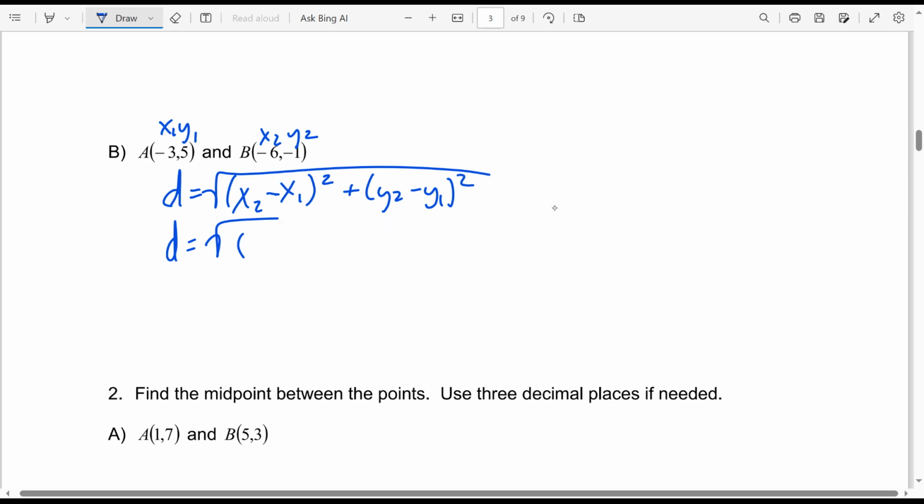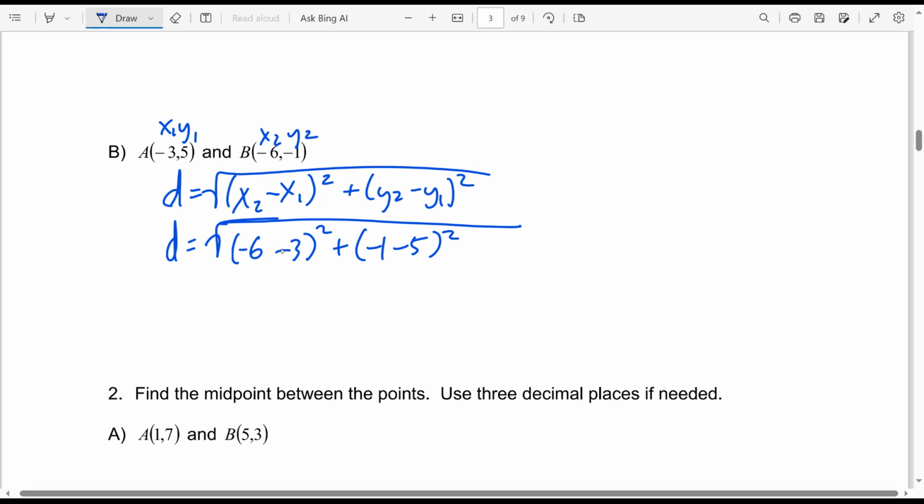Here's where you're going to make your mistake. 6 minus 3 squared plus negative 1 minus 5 squared. What did I do wrong? I did two things wrong, I guess. Negative 6. What else is wrong? Forgot to add the other negative.